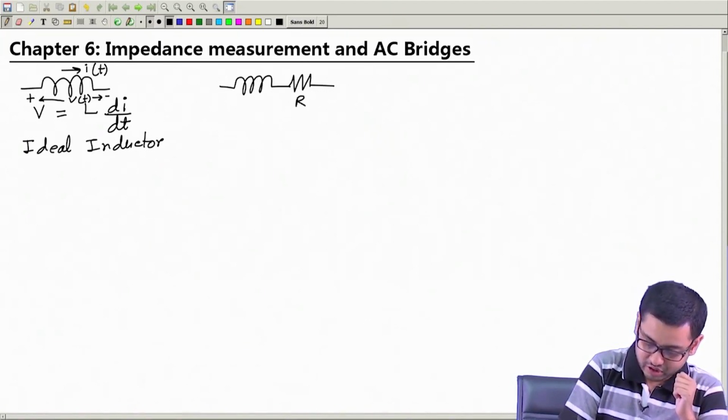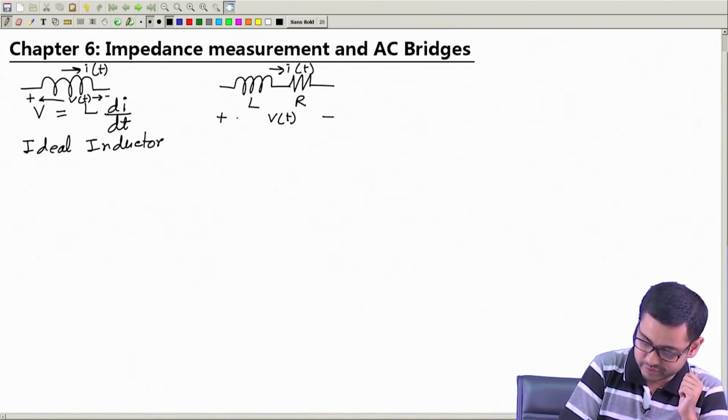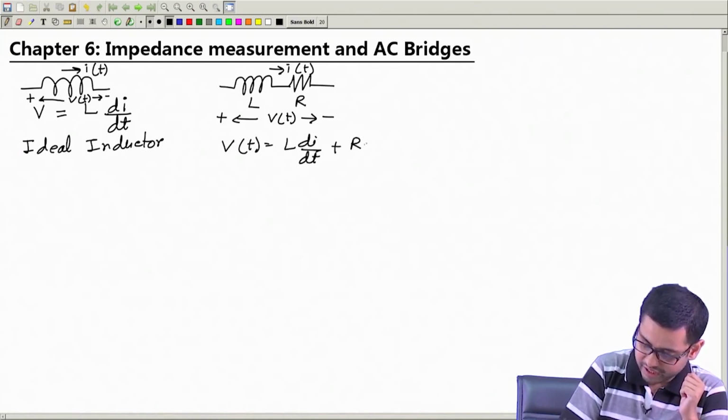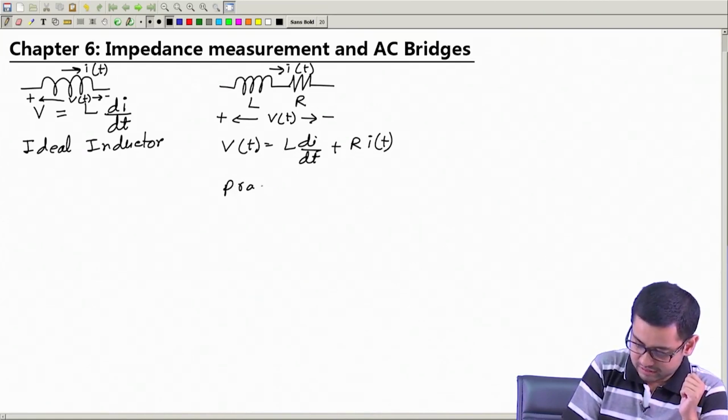Okay. So, call this R, call this L, and then the relationship between the current and voltage, you can write it as, once again, if I take this side as my positive reference, this side as my negative reference, then we can write that V(t) is equal to L dI/dt plus R I. Okay. So, this is a practical inductor.